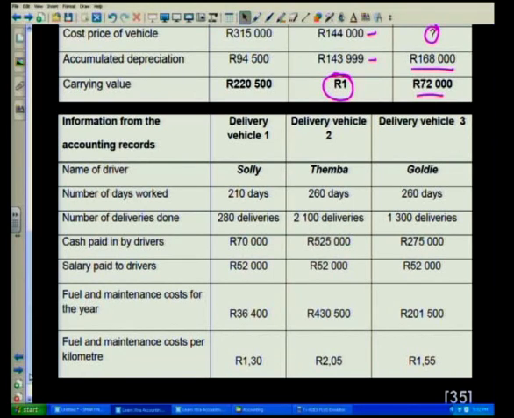What you need to do is identify at least one problem relating to each vehicle. Can you think of what these problems are? Take a look at the information, and we'll discuss it again after the break.